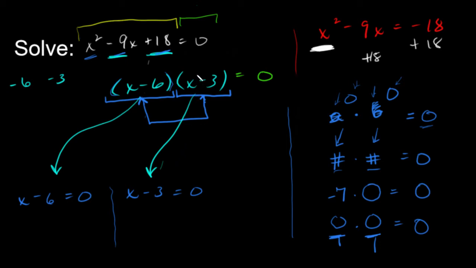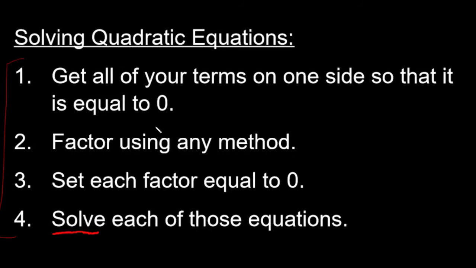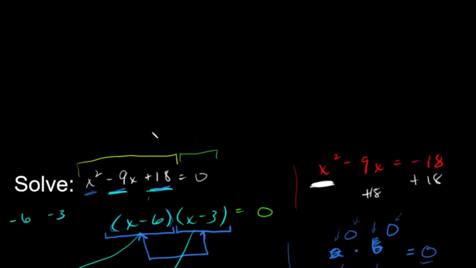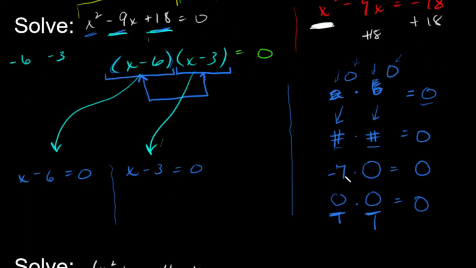Now, for any of you who are inquisitive, this is also why the very first step says to get all of your terms on one side so you equal 0. If we had equaled, like, negative 18, hypothetically, then we would not be equal to 0 here. And there are an infinite number of numbers that multiply to give you negative 18. There is not just one way to get negative 18 when you multiply, right?